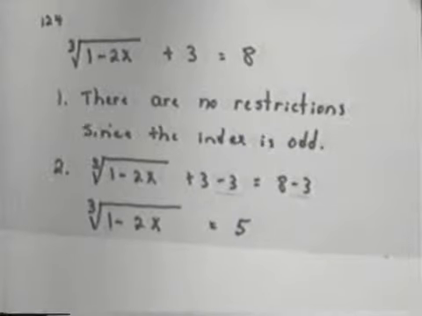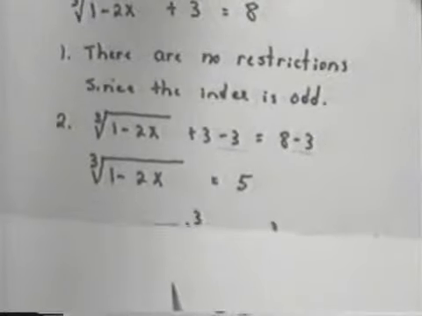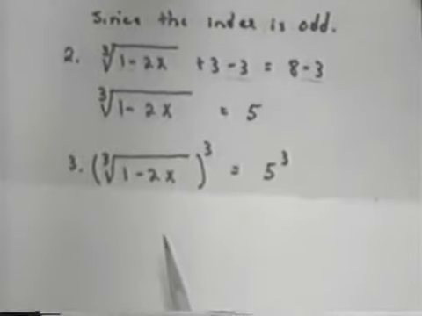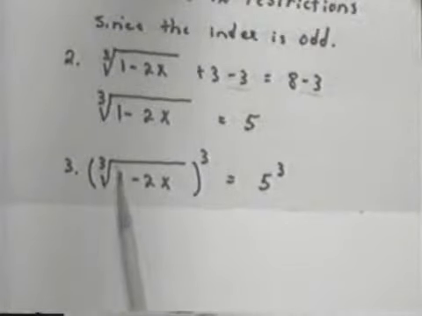The third step says to cube both sides, or raise to the power necessary to eliminate the radical. Well, the power necessary to eliminate the cube root is the third power. So I raise both sides to the third power. Now the third power will eliminate the cube root.